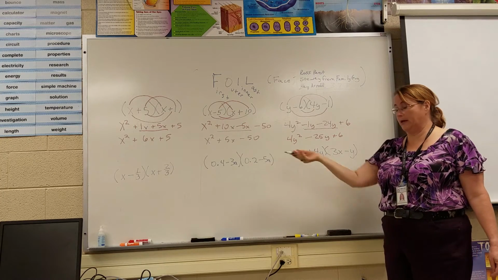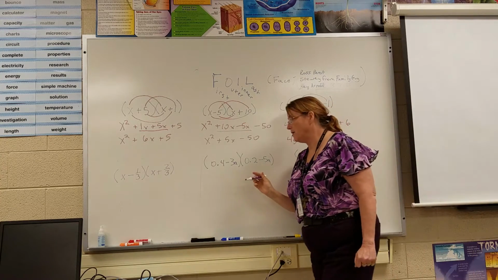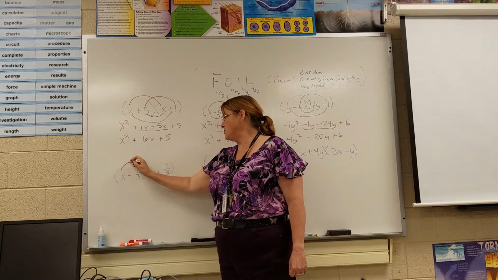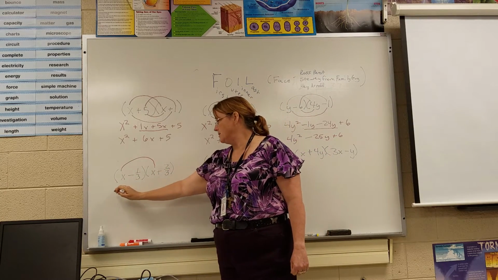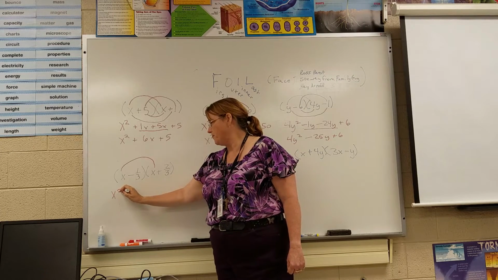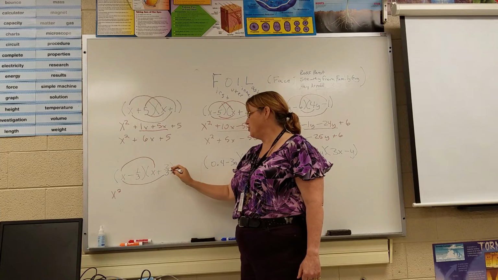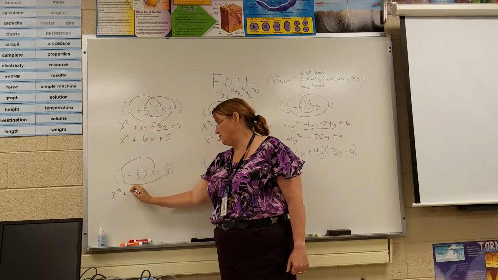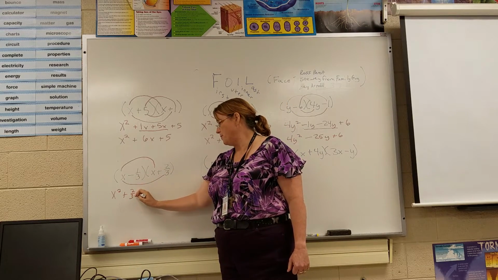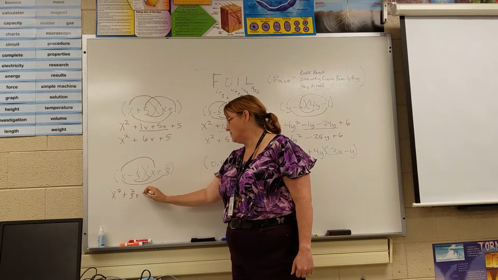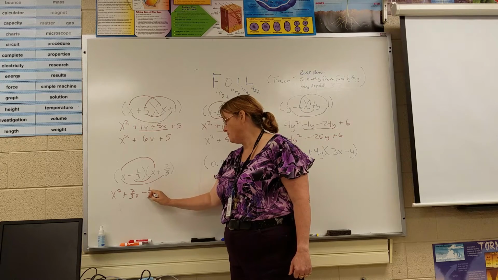Now we go down here, it can be done with fractions as well. So then you have to know your fraction rules a little bit. But you have first, x times x is x squared. Last, outer, 2/3 times x is plus 2/3 x. Minus 1/3 times x is minus 1/3 x.